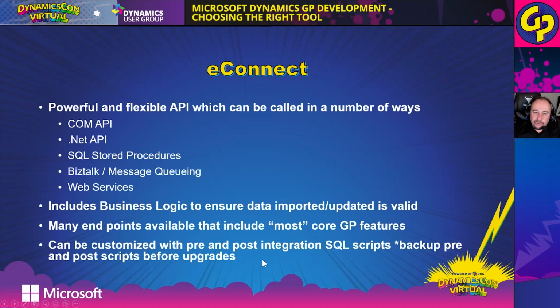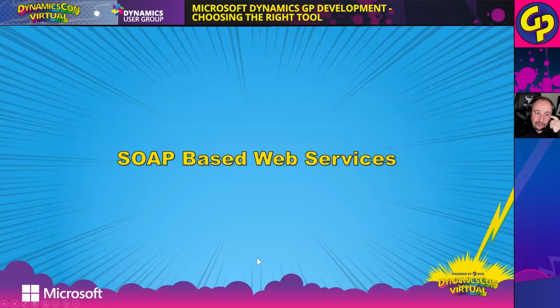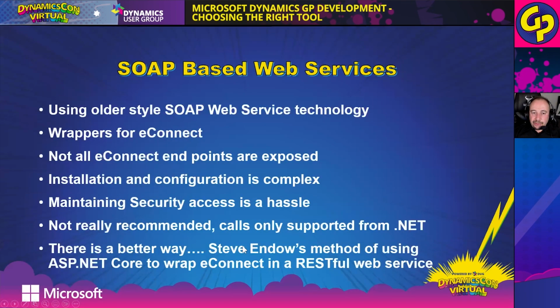So we have the older style SOAP-based web services. So that's using the older technology, and this is actually just wrappers for eConnect. Not all of the eConnect endpoints have been exposed, but most of them have. The installation and configuration, particularly the security part of this, is difficult and a pain to maintain. So a lot of people don't like this method. It was the only way previously. It also only supports calls from the .NET environment.